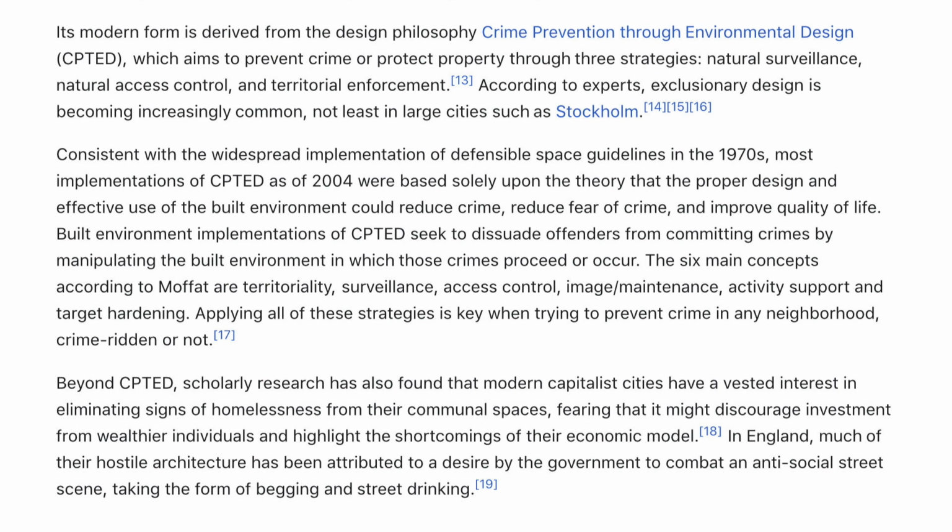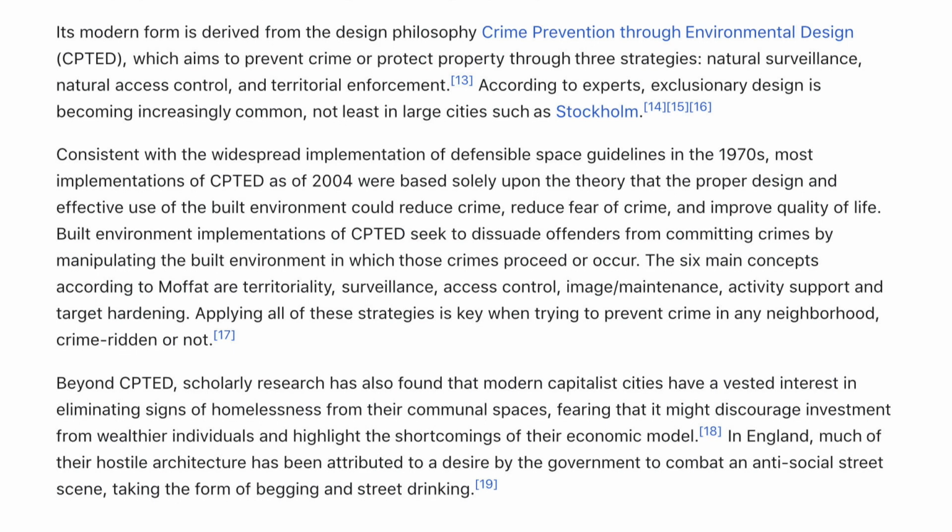Built environment implementations of CPTED seek to dissuade offenders from committing crimes by manipulating the built environment in which those crimes proceed or occur. The six main concepts, according to Moffat, are territoriality, surveillance, access control, image and maintenance, activity support, and target hardening. Applying all of these strategies is key when trying to prevent crime in any neighborhood, crime-ridden or not.